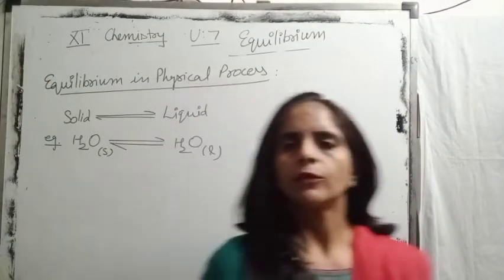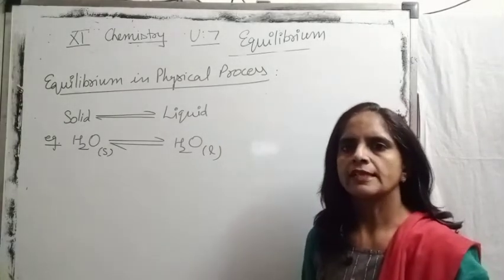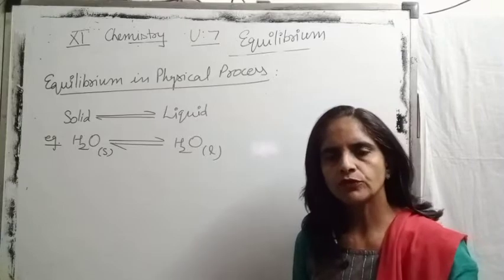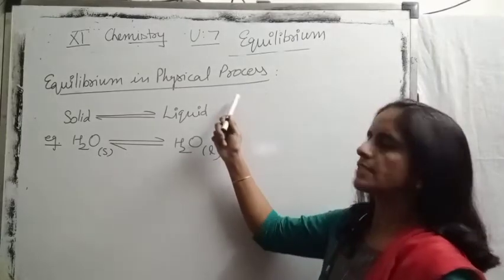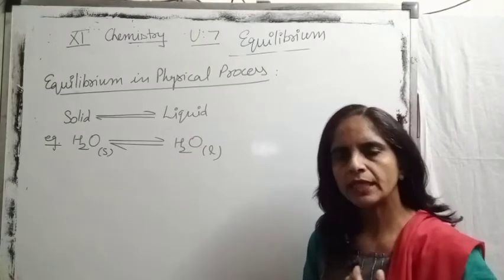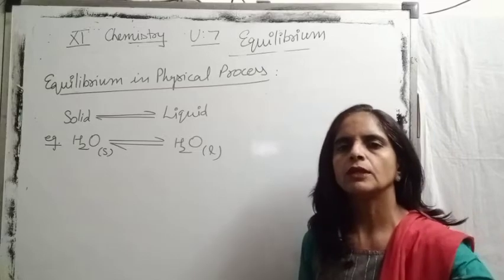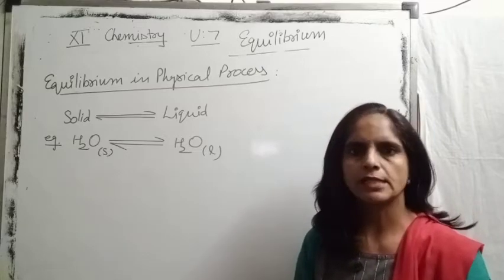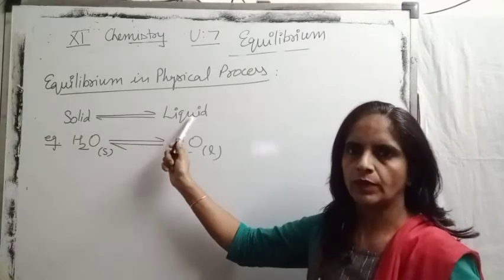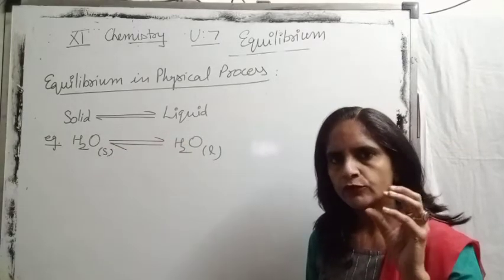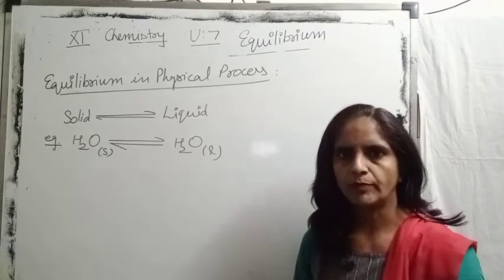Yes, now we are discussing physical equilibrium first. Because as I told you, we will be talking about both physical and chemical equilibrium. So first, physical process means no chemical change is taking place. Only one state is converting into another state. That is physical equilibrium. So the first example we are taking is solid-liquid equilibrium, where the solid form of matter remains in equilibrium with the liquid form of matter.